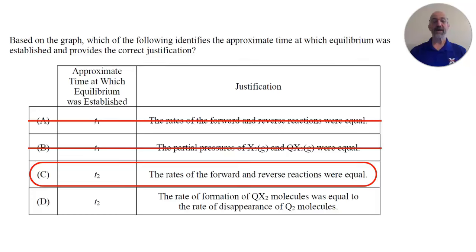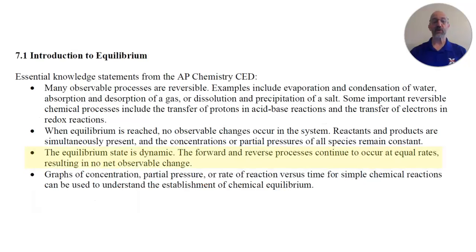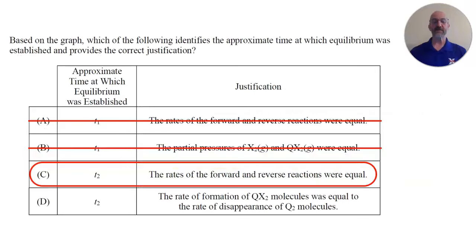justification. So again, part of the definition of equilibrium is that not only do we have all of the concentrations or partial pressures remaining constant, the forward and reverse processes continue to occur at equal rates. So that is what choice C indicates for the justification, that the rate of the forward and reverse reactions are equal. So why is the justification in choice D incorrect?